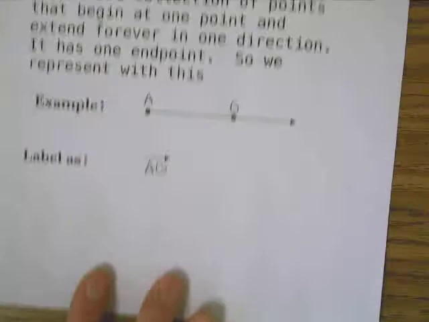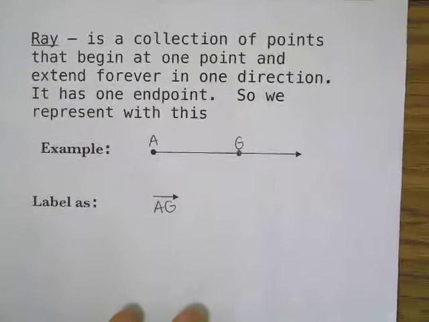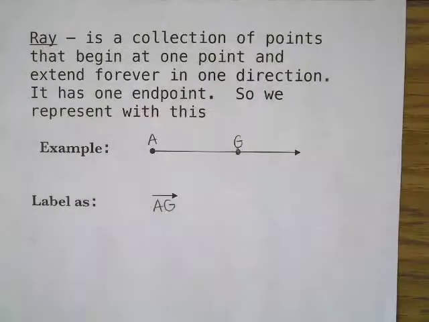So then the next one is the ray. The ray is a collection of points that have a beginning point. So they have a start point. And then they extend forever in one direction. So there's only an arrow on one side of the line.